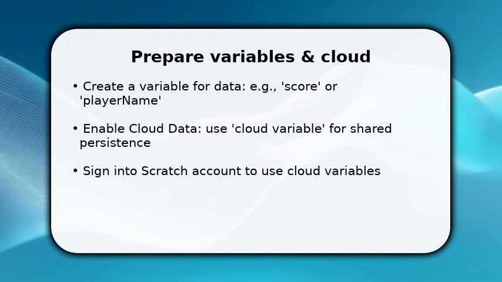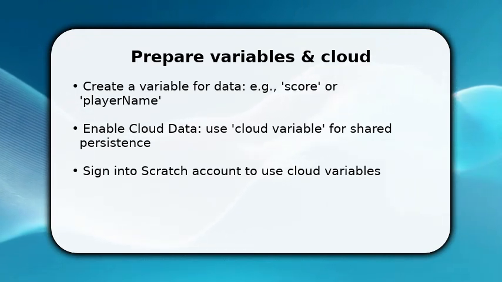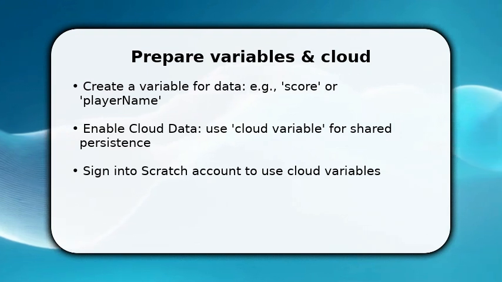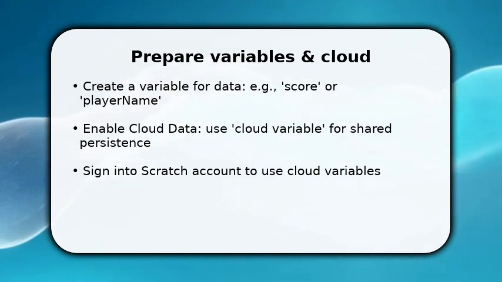You start by making the storage obvious. Create a named variable like score or player name, then convert it to a cloud variable. You need to be signed in because cloud saving only works on logged accounts. Once done, initialize the variable at project start so it has a default value. This prevents nil or unexpected values.